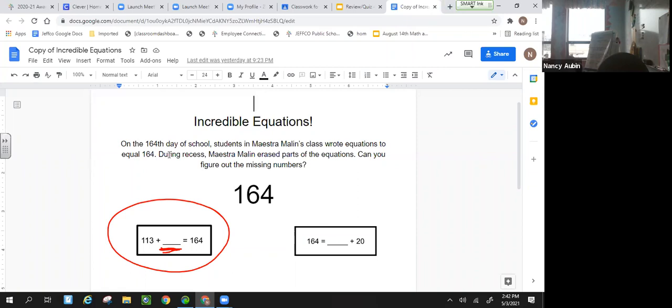Okay. So 113 plus what equals 164? If you're like, how am I supposed to know that? Use your relationship between addition and subtraction to help you. 113 plus what would equal 164? How can I figure that out? What would go there? Remember when I said you could use subtraction to figure out addition, and you could use addition to help you figure out subtraction?